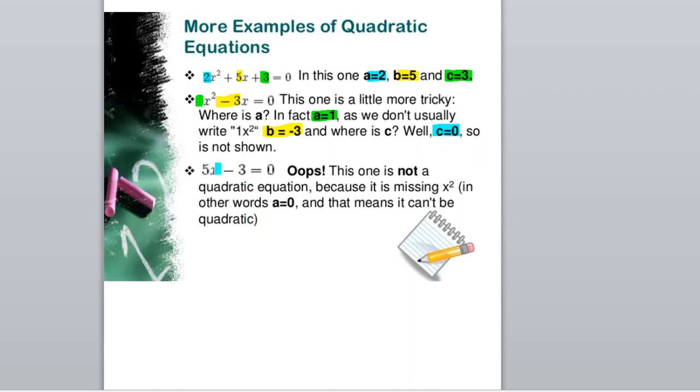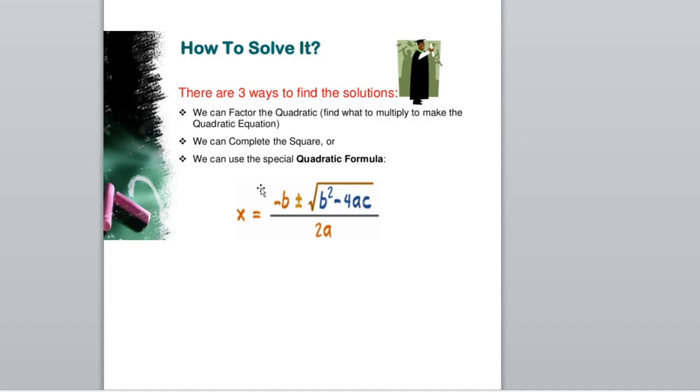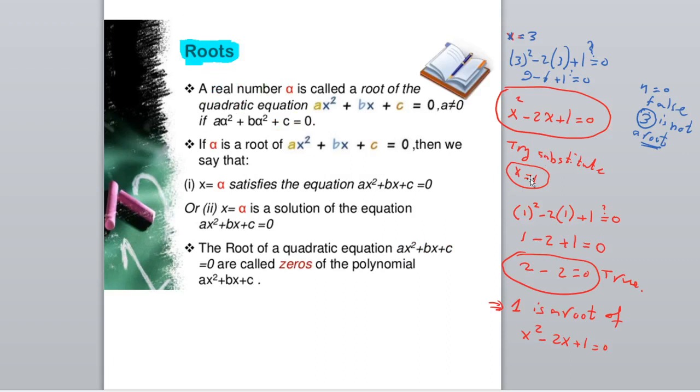Okay, 5x minus 3 equal to 0. Is it a quadratic equation? No, because from the beginning we said that to be a quadratic equation it must contain the term with x squared. Here there is no x squared, there is 5x minus 3. What is this called? I'm supposing most of you are answering: a linear equation. Bravo to whoever answered correctly.